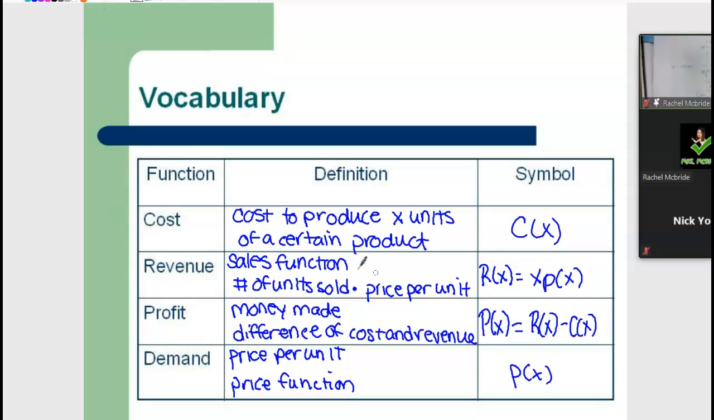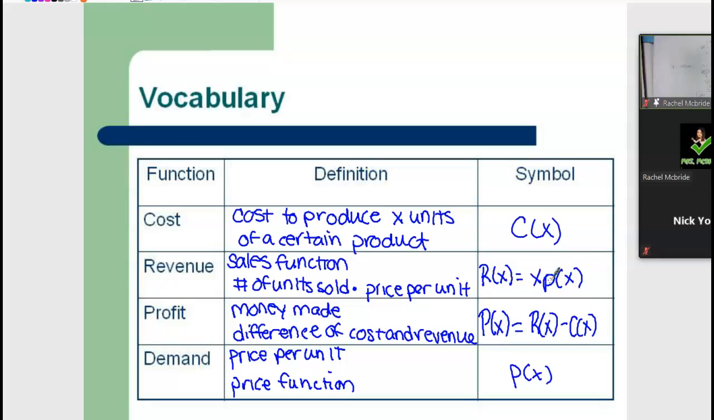And then revenue. Revenue is the amount of money you make based on the number of units sold at the price they're sold. So revenue is R of X equals X times P of X. So sometimes you might be given P of X, which represents the price per unit, but not R of X. So you have to know how to construct R of X given the price per unit.